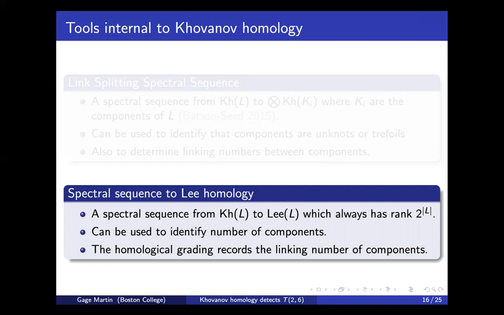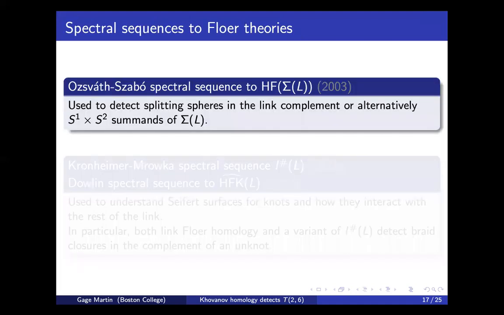But just knowing that components of your links are unknots or trefoils and knowing linking numbers between components isn't usually enough to prove a detection result. So you need some more information than this, and how people have gotten that information so far is through spectral sequences to a Floer theory.